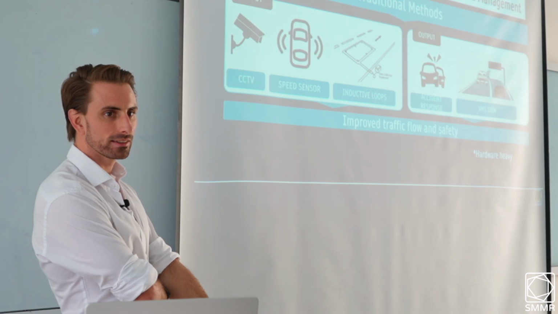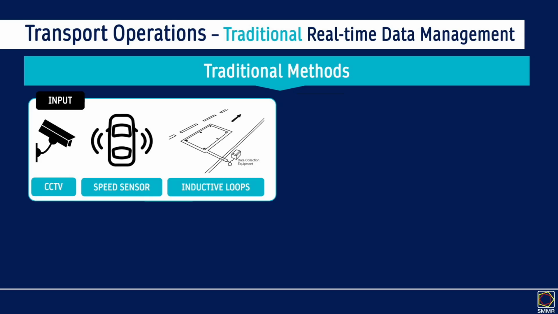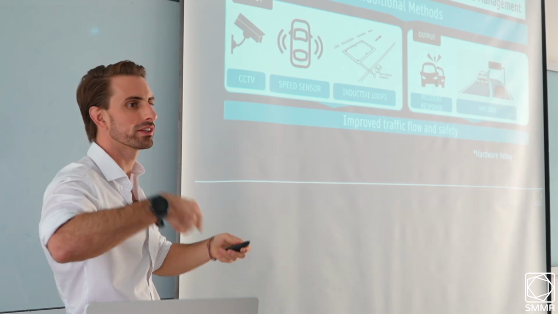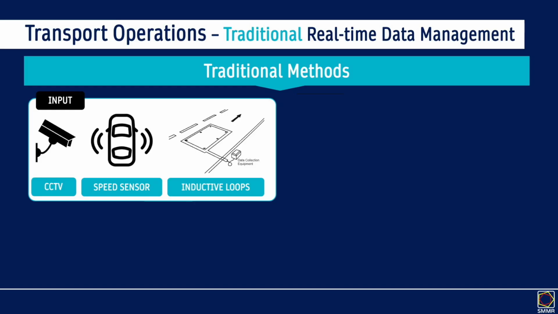And these are also improving. In the past, we would have CCTV cameras that would give you an image of what's happening. So you can see what's happening, which is useful. You might have speed sensors. So at different locations, you would have a sensor on the side of the road or in the road that gives you an idea of how fast a vehicle is driving. And you would have inductive loops.